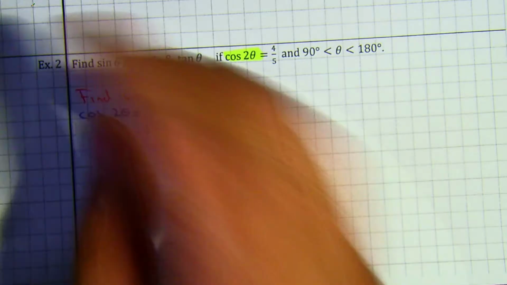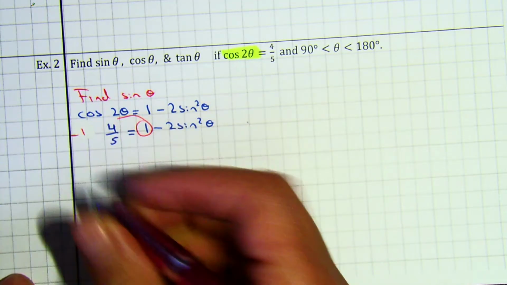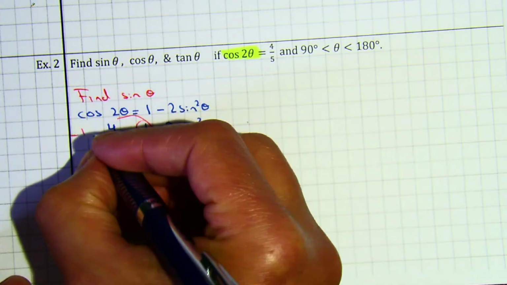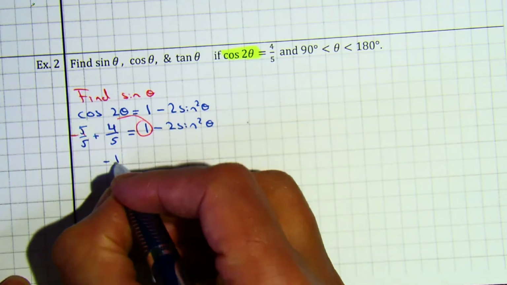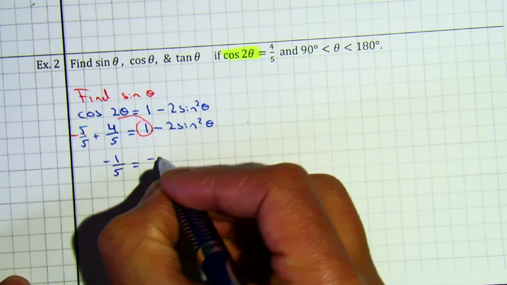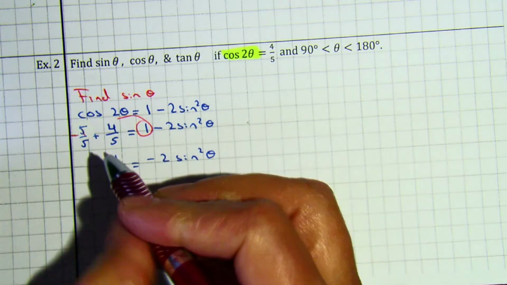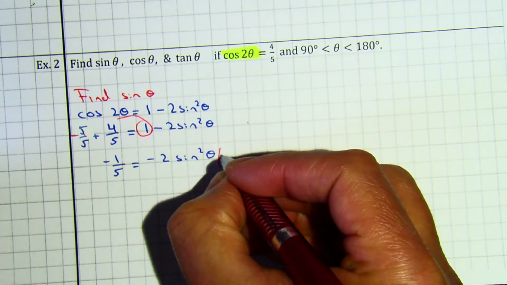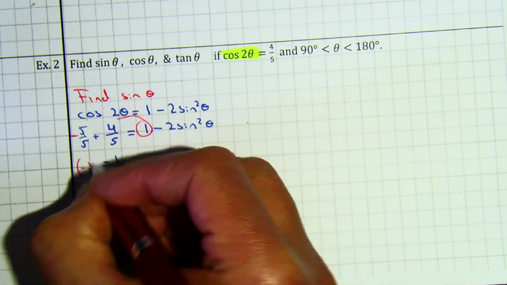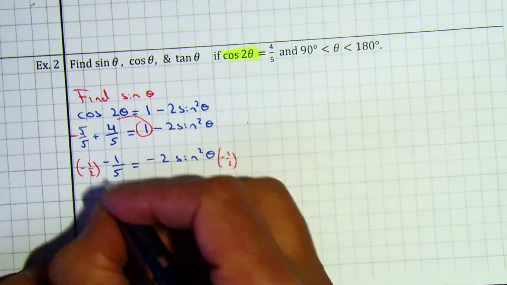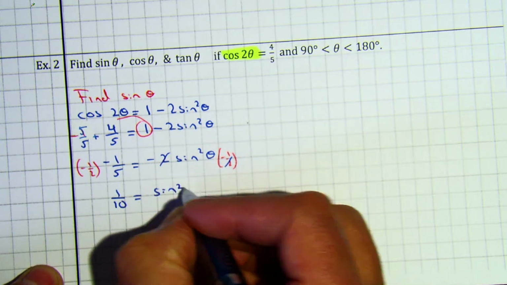You got it? I'm going to pause it, otherwise. Move the 1 to the left, we can say negative 1. I need to have the same denominator, so I'm going to make 5 over 5. So therefore, that gives me negative 1 over 5 equals negative 2 sine squared of theta. I'm going to divide by negative 2, or multiply by negative 1/2. That gives me positive 1 over 10. That cancels. So sine squared of theta.